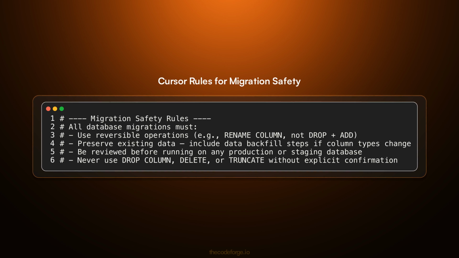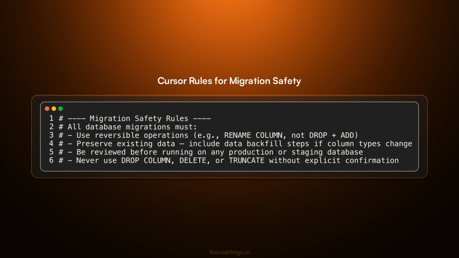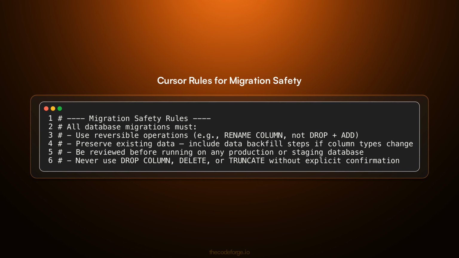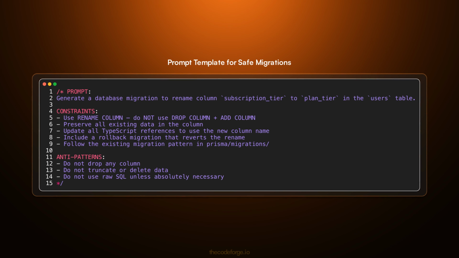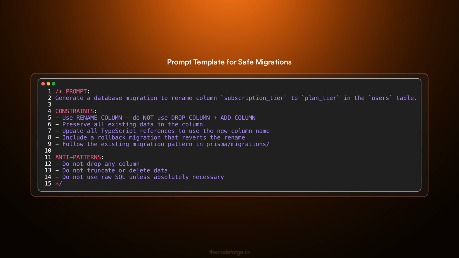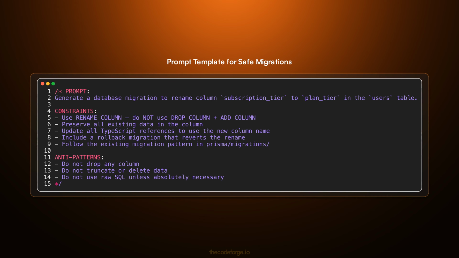Add a dedicated section to cursorrules that forces Cursor to use reversible operations and preserve data in database migrations. Without this, Cursor may generate destructive DDL like DROP COLUMN instead of RENAME COLUMN. Use a structured prompt template that explicitly requires data preservation and reversible operations. This prevents Cursor from assuming the safe path is unnecessary.